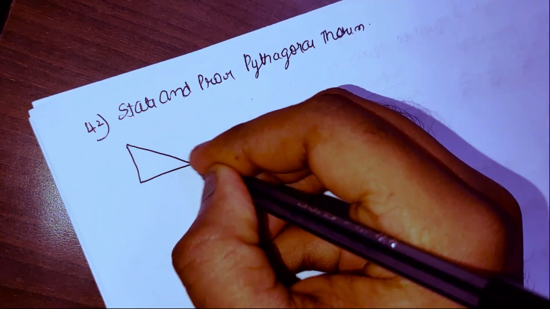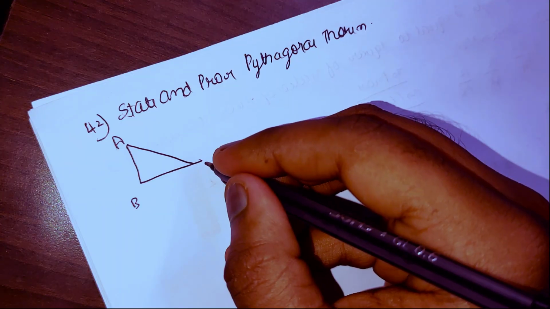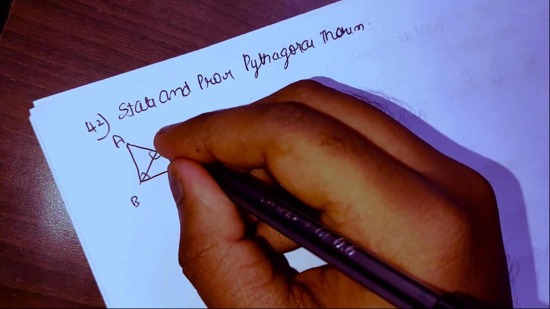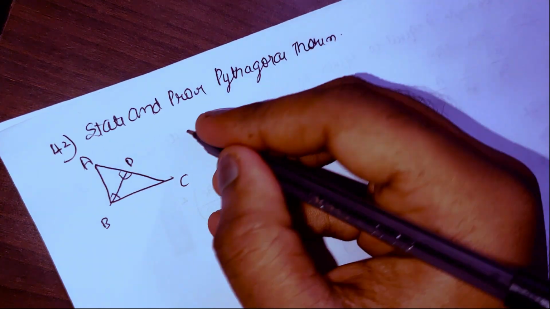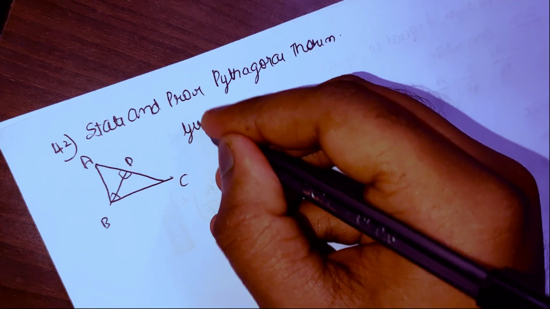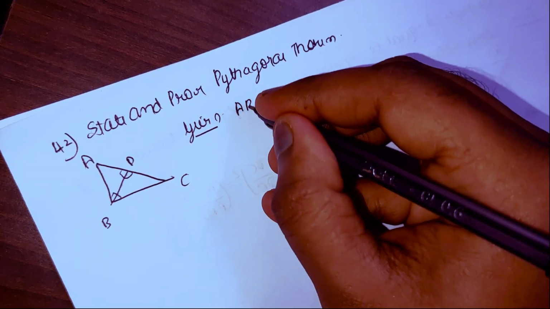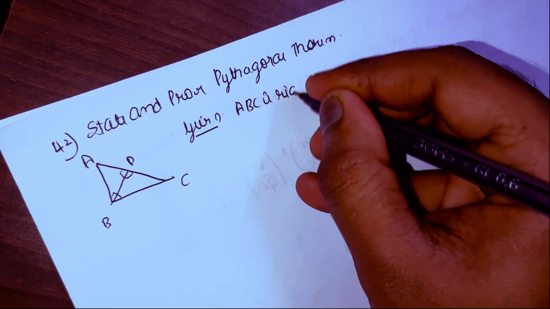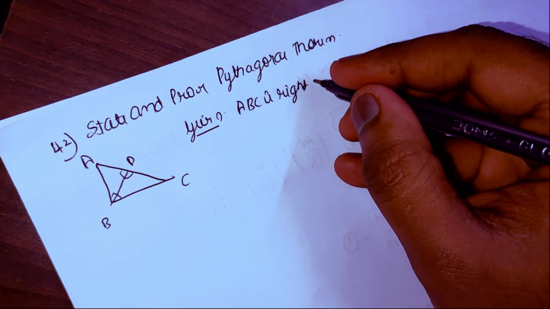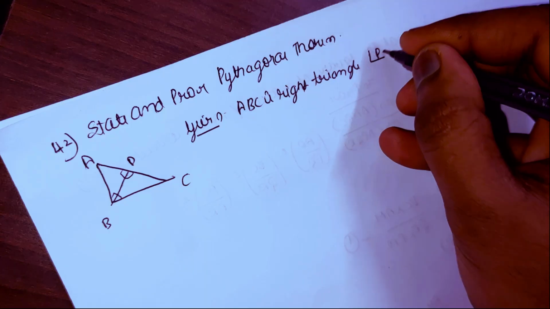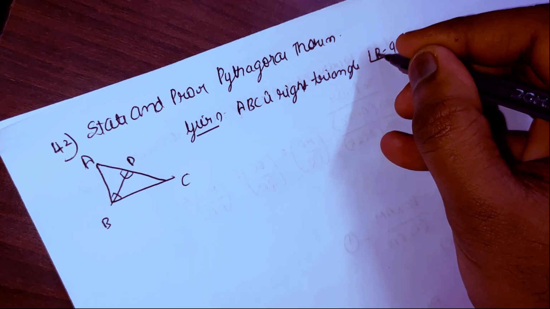Take a right angle triangle ABC. Do a construction here. We know given that ABC is a right triangle with angle B equal to 90 degree.